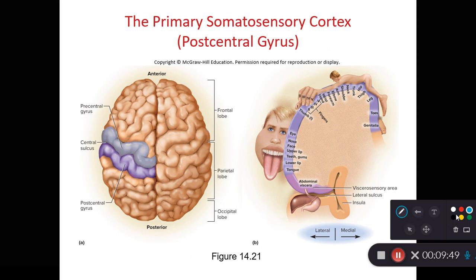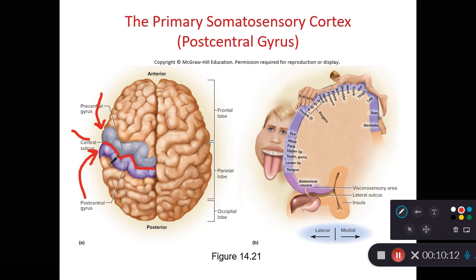So to show on a figure, we have our central sulcus here. I'm going to outline that in red. There's our central sulcus. The precentral gyrus is rostral or anterior. The post-central gyrus is caudal or posterior, and it's that post-central gyrus where we are going to have the primary somatosensory cortex, or where we are going to process sensation.